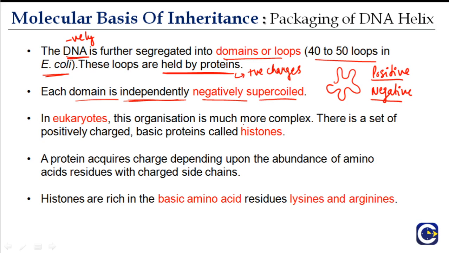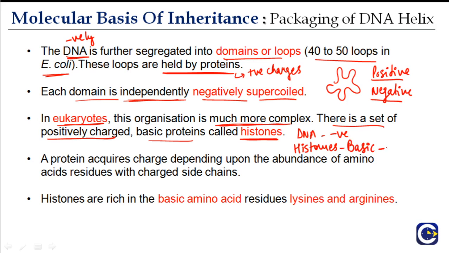In eukaryotes, this organization is even more complex. Of course, eukaryotic organisms are much more complex than prokaryotic organisms. And what is there in eukaryotic organisms? There is a set of positively charged basic proteins called histones. You must remember this: they are called histones, and generally there will be questions on histones. We'll see what kind of questions will be there. So you see, they are positively charged. DNA is negatively charged, and the histones are basic proteins and they are positively charged.